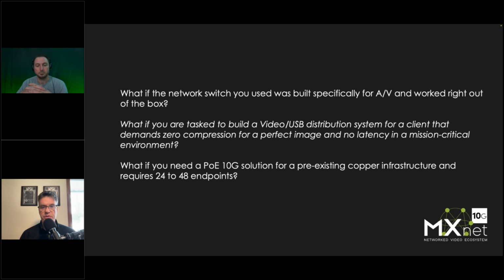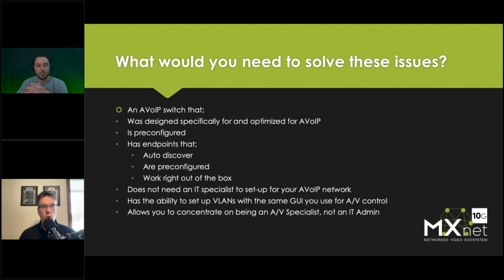There's a couple questions up here, which I'm sure you've had time to read. What are you going to need to solve these issues? You need an AV over IP switch that was specifically designed and optimized for AV over IP, is pre-configured. An AV over IP switch that has endpoints that auto-discover. They're pre-configured to work with that switch, so everything works right out of the box. An AV over IP switch that does not need an IT specialist to set it up. That's super important too. You need an AV over IP switch that has the availability to set up LANs with the same GUI you use for AV control.